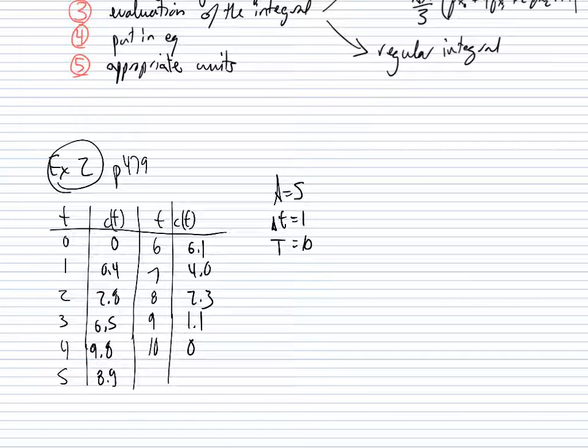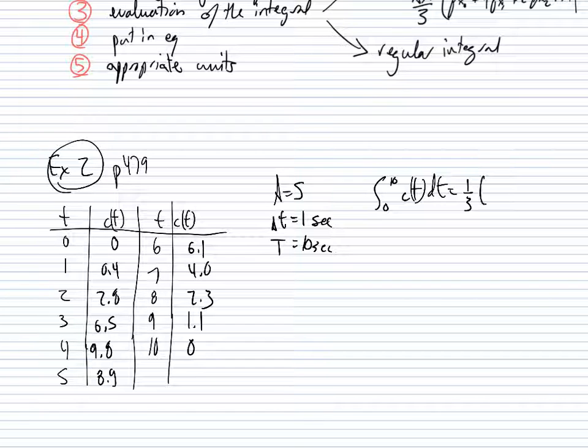So from the problem, your A is 5, your delta T is 1 since you're trying to measure per second, and then the total time period, the capital T, is 10 seconds. Put the units here. As you can see, the integral sets up from 0 to 10 of C of t dt equals 1/3, and then your Simpson's method.